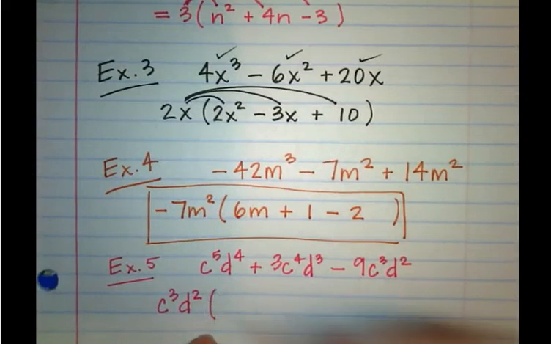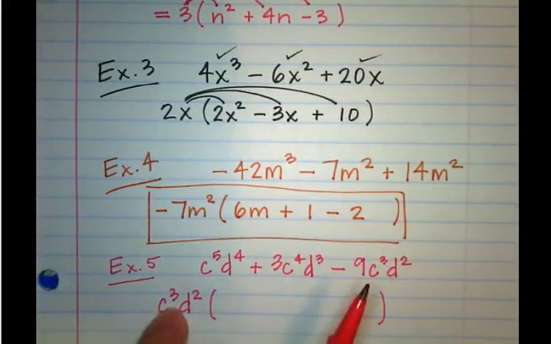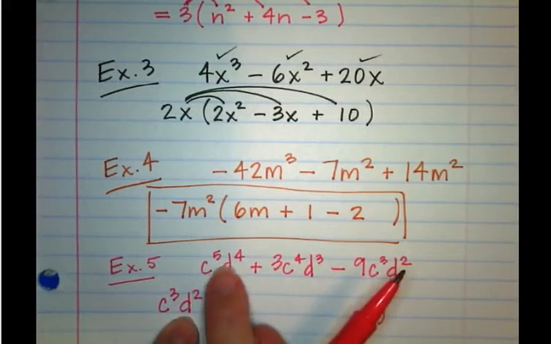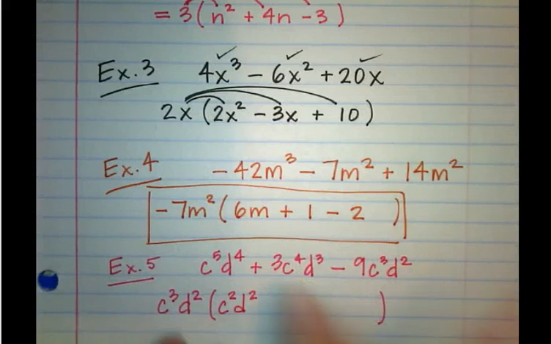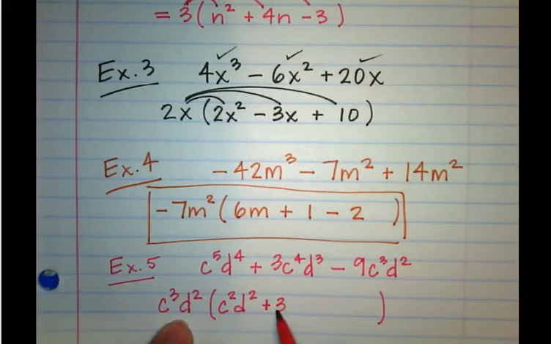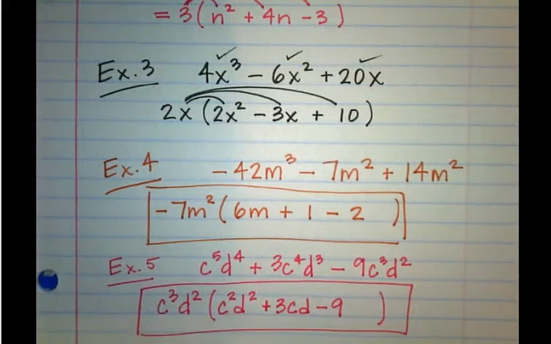So now, if I write what's left over here, in order to get c cubed d squared to become c to the 5th d to the 4th, I need a c squared and a d squared. In order to get this one, I would have to multiply by 3cd. And to get this one, I would need to multiply this by a negative 9. And so that is the solution. And again, all of these you can check by just working through the distributive property.